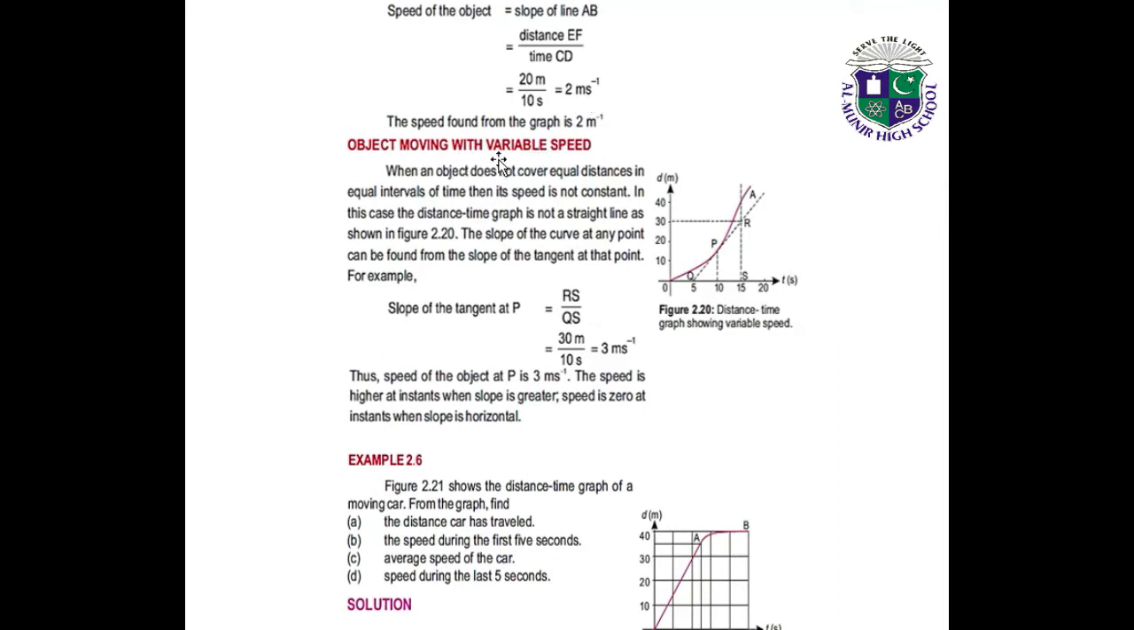Object moving with variable speed. Here we have this graph which represents when an object does not cover equal distances in equal intervals of time, then its speed is not constant. In this case the distance time graph is not a straight line, as shown in figure 2.20. The slope of the curve at any point can be found from the slope of the tangent at that point. Here we have the example.